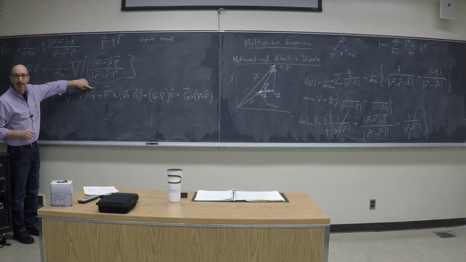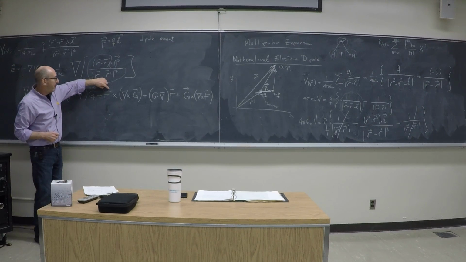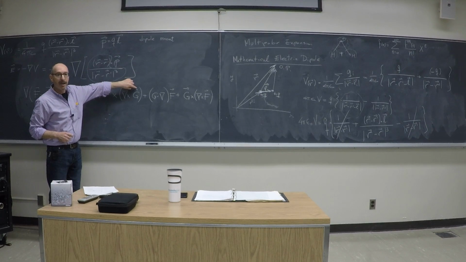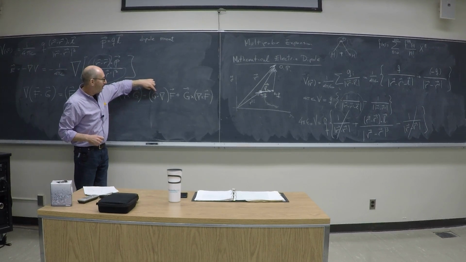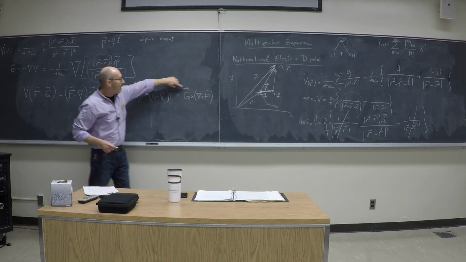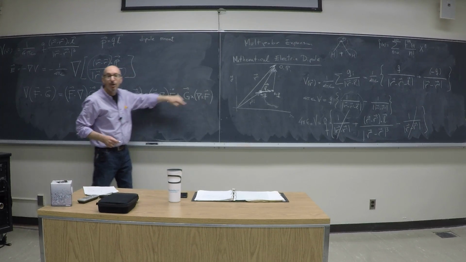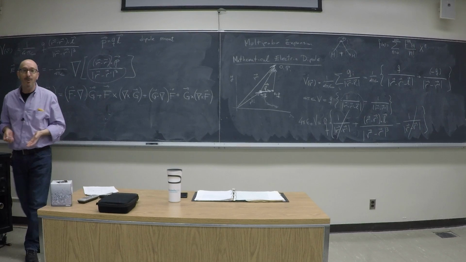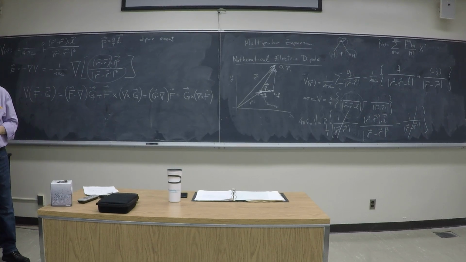times the derivative of the other. One of the functions times the derivative of the other. And then one of the functions times the derivative of the other, and one of the functions times the derivative of the other. So this is basically like what we learned in Calculus 1, only a little bit more complicated.